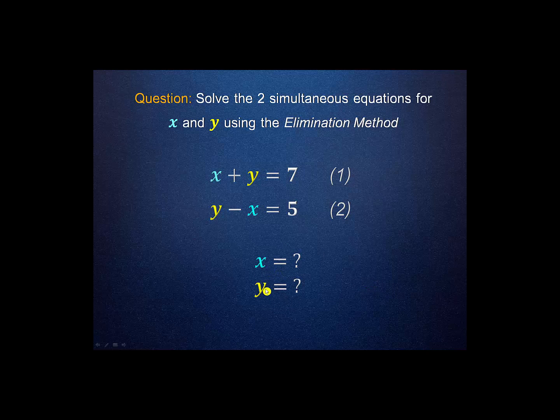I've color coded the x and y to help you understand it more clearly. The elimination method is exactly what it means: to eliminate one of the variables, x or y in this case, to help find the other variable.